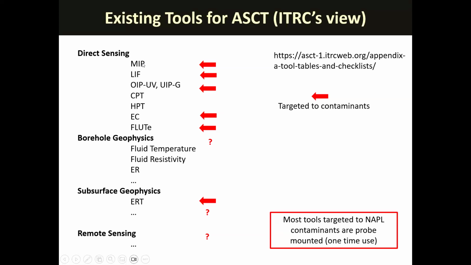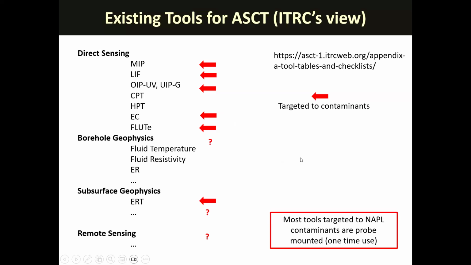Membrane interface probe: they poke the ground with a probe that carries gas, and the gas goes in a loop and comes back to the surface where it's analyzed by a gas chromatograph. There's laser-induced fluorescence and OIP. Both of these excite the ground with UV lights and will record the optical response of the contaminants under fluorescence, similar to what you were seeing in the videos that I showed. The cone penetrometer test records the force required to push the probe in the ground, which is related to the hydraulic conductivity. And there's a bunch of these tools.